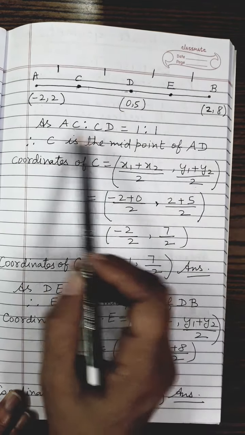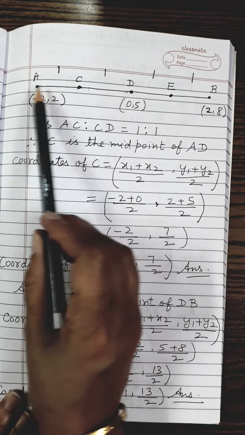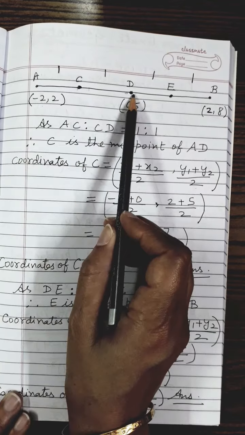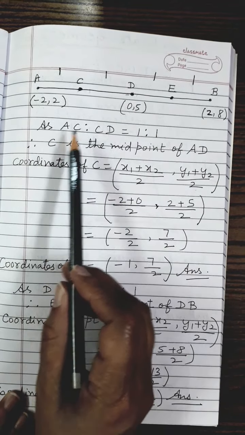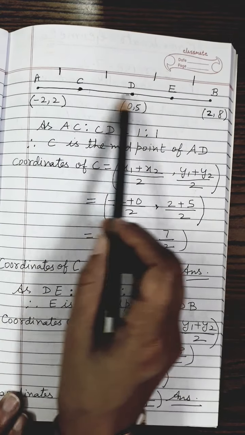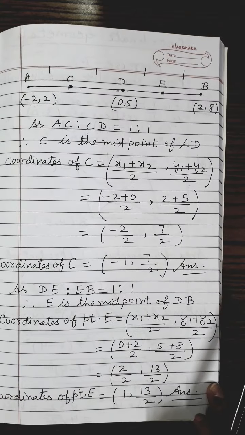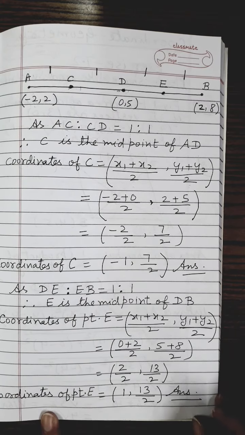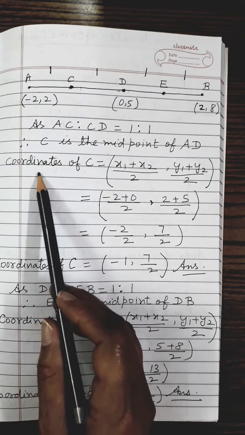So what do you find in this? If you consider this much section of the line, the AD portion, AC is to CD is 1 is to 1. So I write AC : CD is 1 : 1. It means that C is the midpoint of AD. So since C is the midpoint of AD, I can again use the midpoint formula to find the coordinates of C.